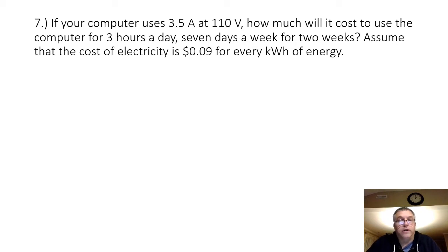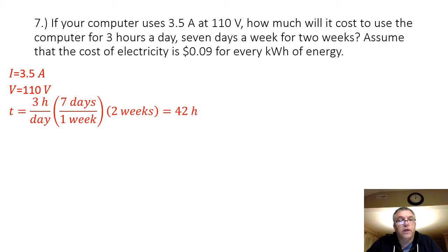Let's see what we are given in this problem. We are given the current at 3.5 amps. We are given the voltage at 110 volts. We are given the amount of time that the computer is used for, 3 hours per day. There's 7 days in a week, and it's for 2 weeks. So do that out, and we end up with a total usage of 42 hours. And I know that the rate for the electricity is 9 cents per kilowatt hour. And we are being asked to find out how much it costs to run the computer.